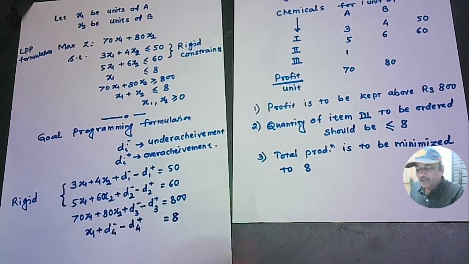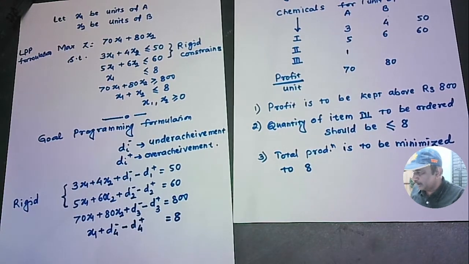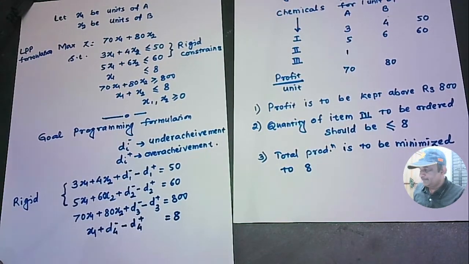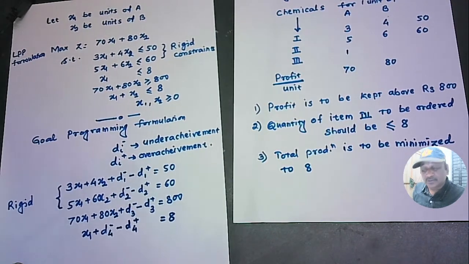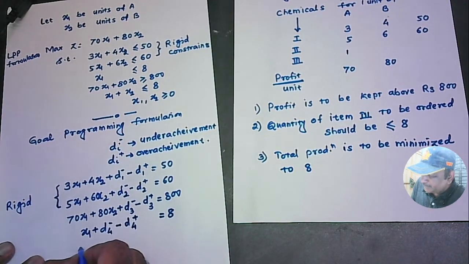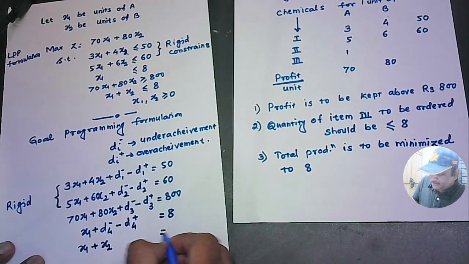Both of them, either there will be underachievement or there will be overachievement. Both the things will not happen simultaneously. Now, total production is to be minimized and is to be limited to 8. So, what is total production? X1 plus X2 has to be equal to 8.